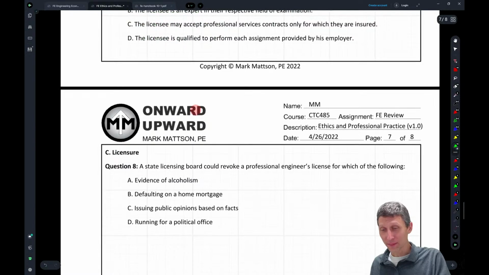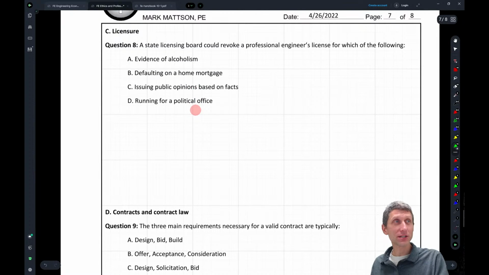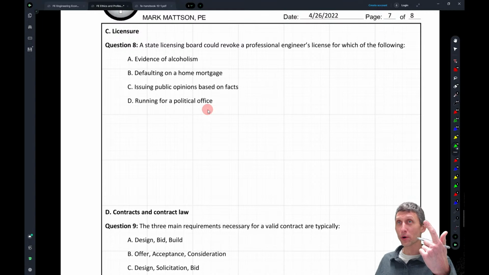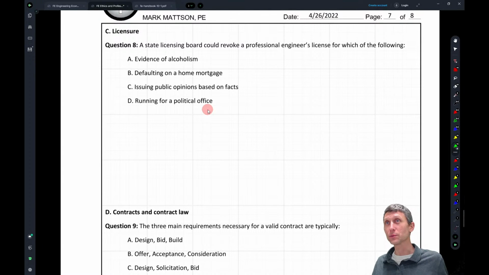All right, let's keep going here. Question 8 says, a state licensing board could revoke a professional engineer's license for which of the following? Evidence of alcoholism, defaulting on a home mortgage, so you essentially go bankrupt, lose your house, and it gets foreclosed on, issuing public opinions based on facts, or running for political office. Which one do you think?